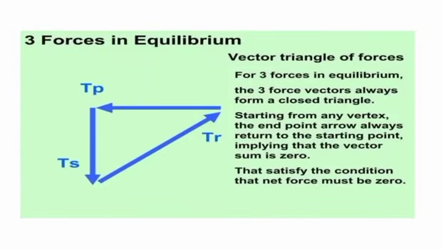How do we understand this? Three forces in equilibrium form a vector triangle. For three forces in equilibrium, the three force vectors always form a closed triangle. So if they form a closed triangle when arranged on the horizontal plane, the three forces are in equilibrium. So the answer is A.